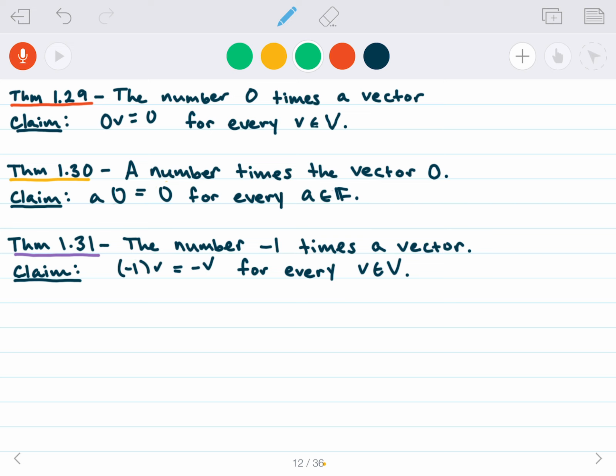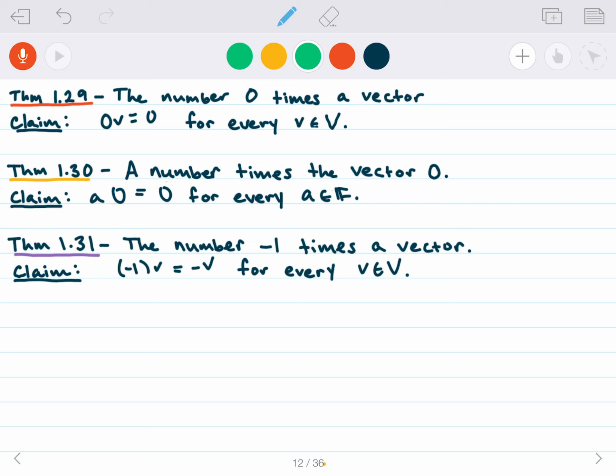So here are three more theorems from the book. I'm not going to prove them. I encourage you to do that, and you can check your solutions with the book. But we are going to use these in some exercises in 1B, so I'm just going to state them. The first one is 1.29. You have the number 0 times a vector. That's going to be 0 for every vector in your vector space, just like we'd expect.